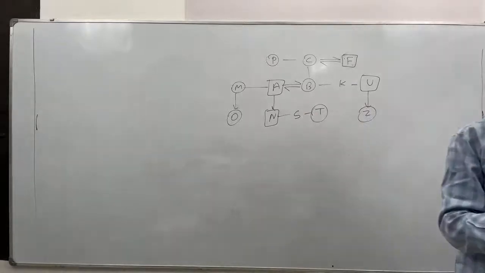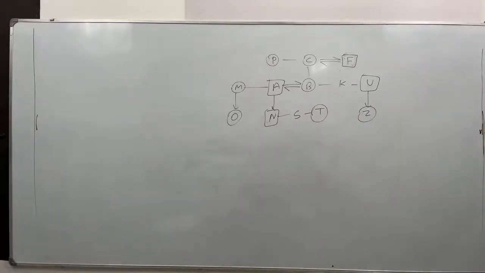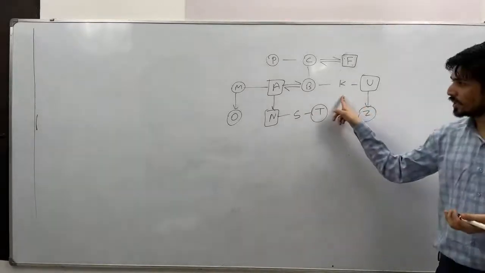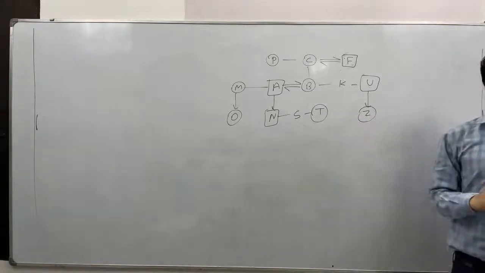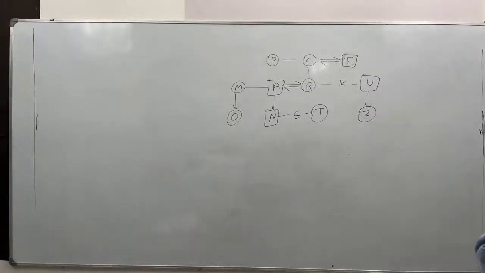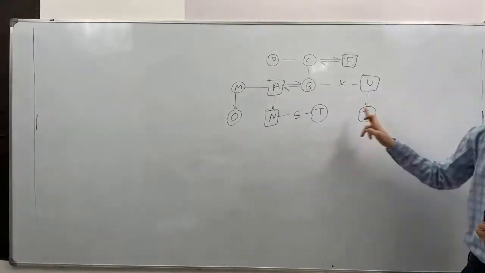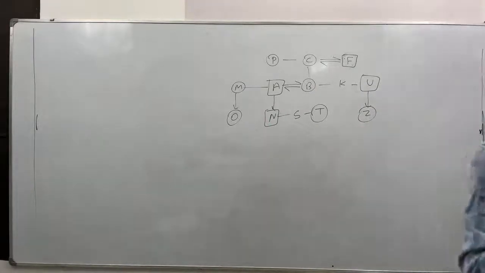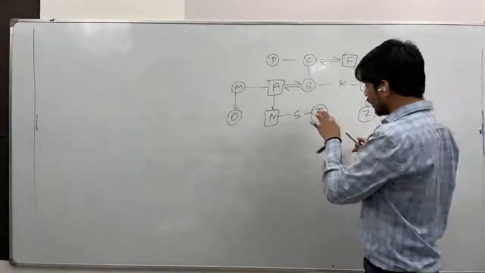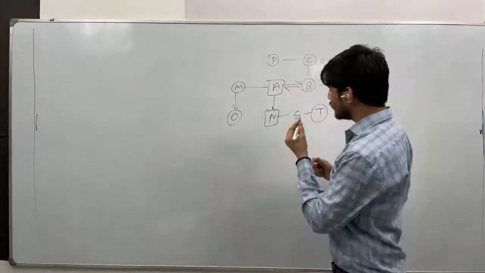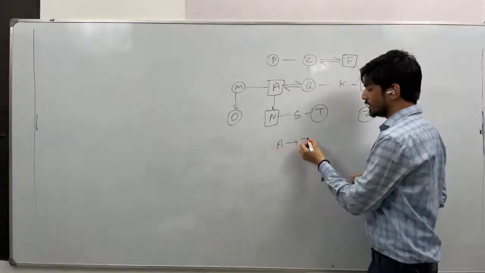How many maximum male characters can we have here? 6, right? Because K can be male also. And how many female characters can we have here? How many female characters are there? First of all, 1, 2, 3, 4, 5, 6, 7. Okay. Then how many maximum female characters can we have? Clear? Okay.